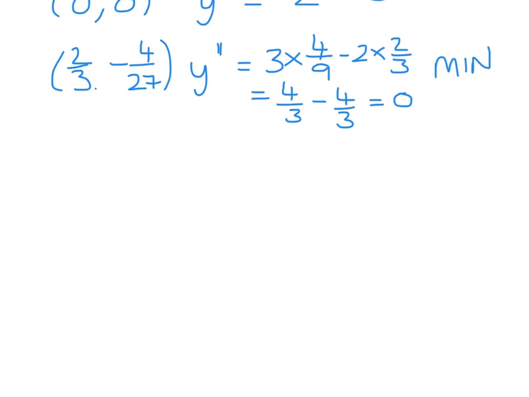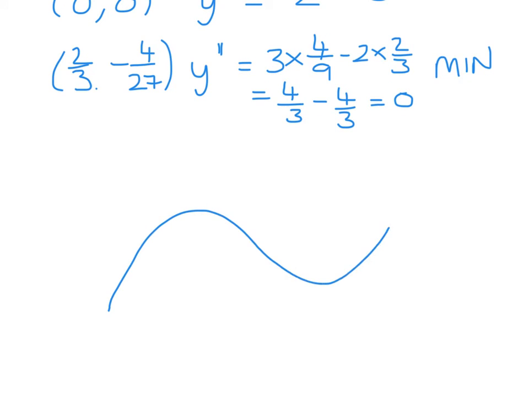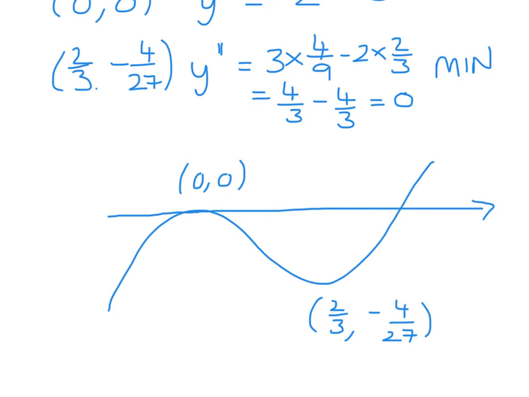So to sketch the curve, I'm going to start by drawing the cubic and marking on my coordinates. I know that this is at 0, 0. And I know that this is at 2/3, minus 4 over 27. I then mark on the axis. So my curve goes through 0, 0. And I found out earlier that it cuts the axis when x equals 1.